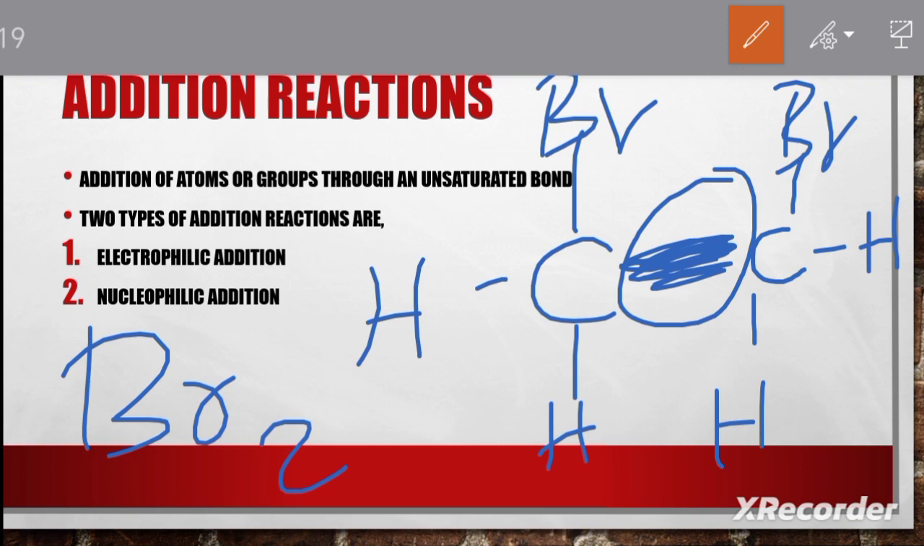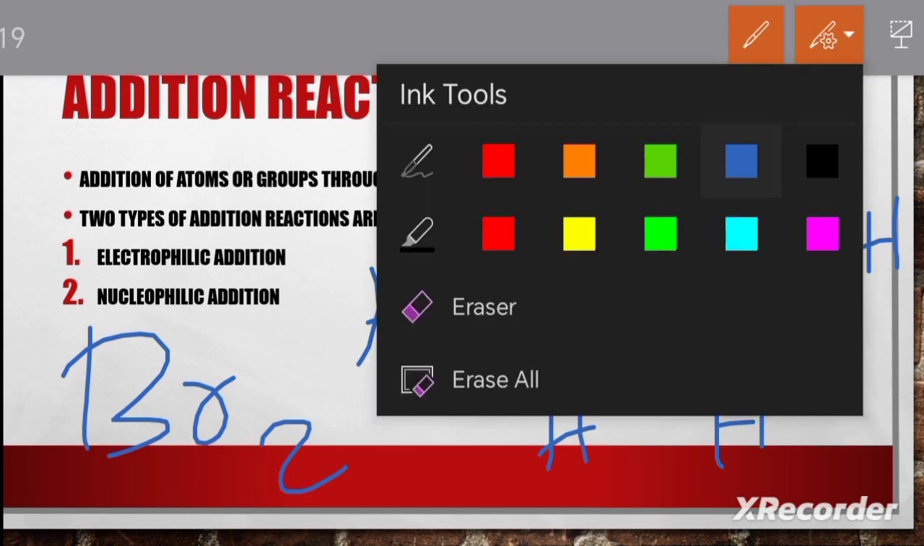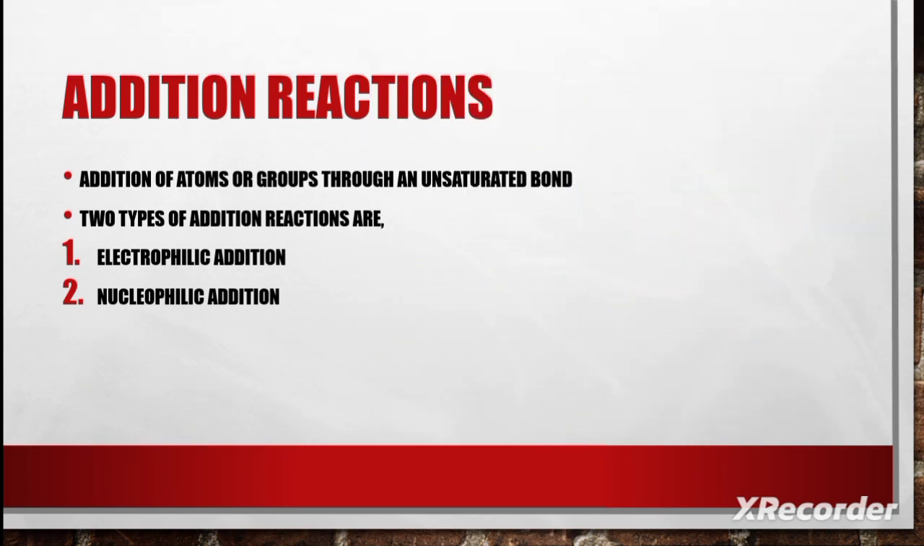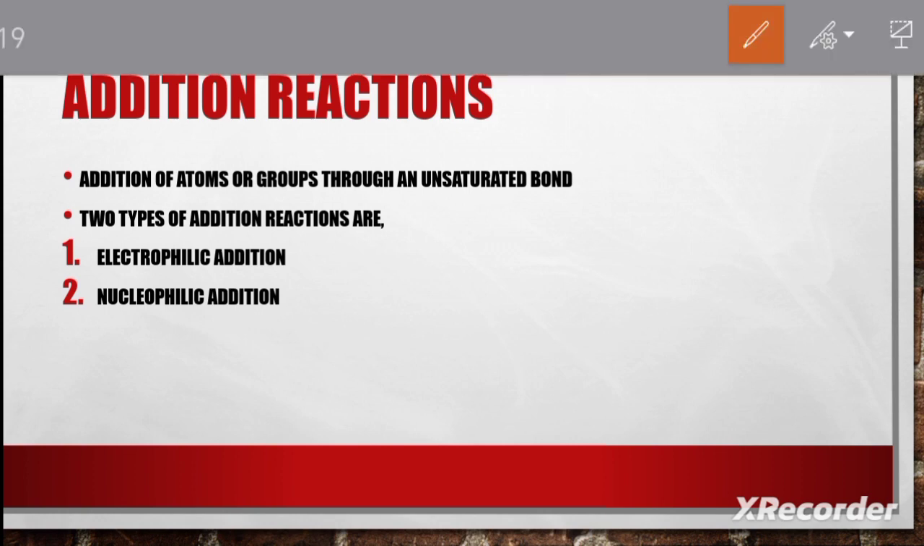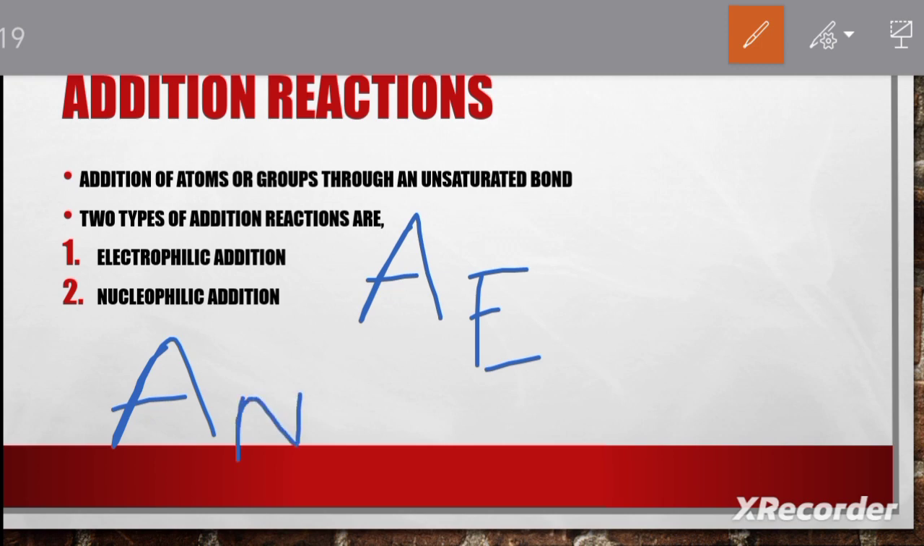Replacing an unsaturated bond, addition of atoms or groups happens. Here unsaturated bonds mean double bonds or triple bonds. There are two types of addition reactions, electrophilic additions and nucleophilic additions. We indicate electrophilic additions like this and nucleophilic additions like this.